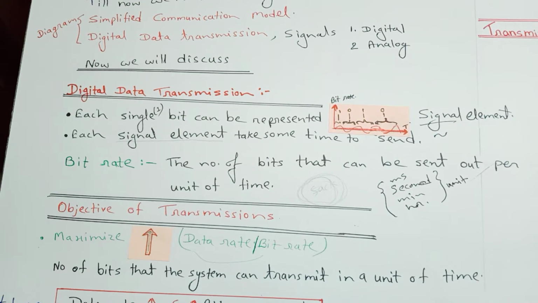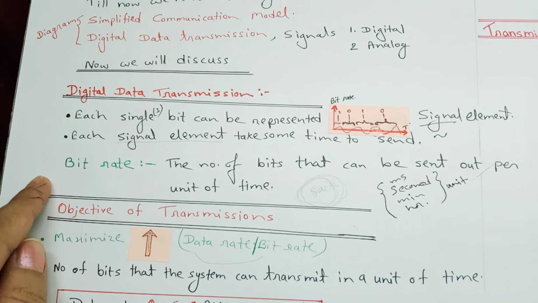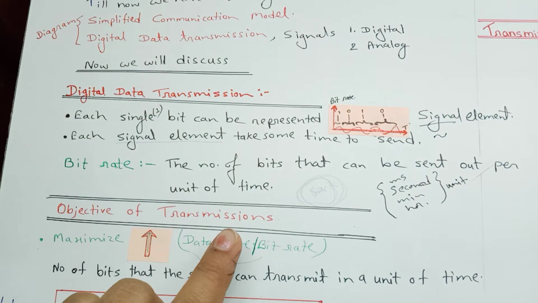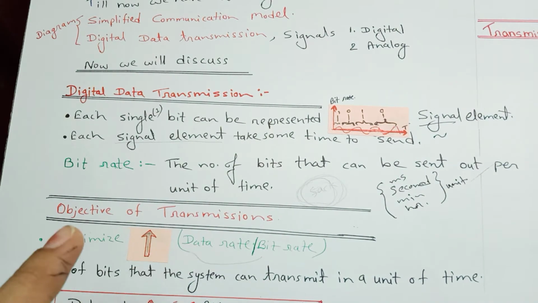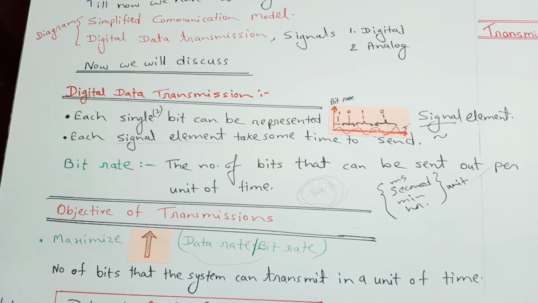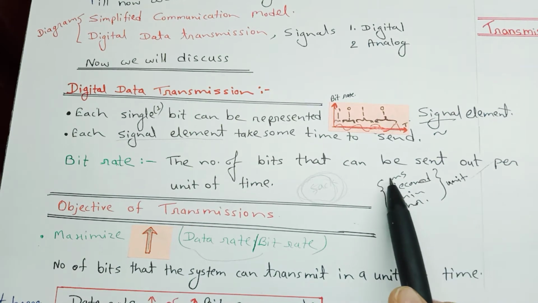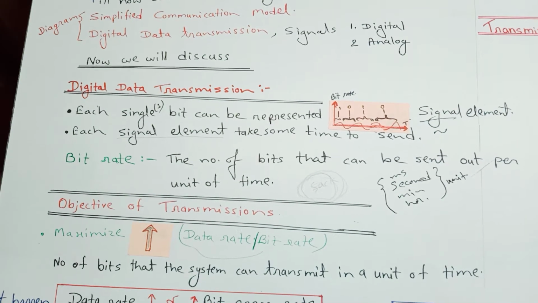Then how can we calculate the bit rate? The number of bits that can be sent out per unit time is called bit rate. It may be of any unit but in the same unit.